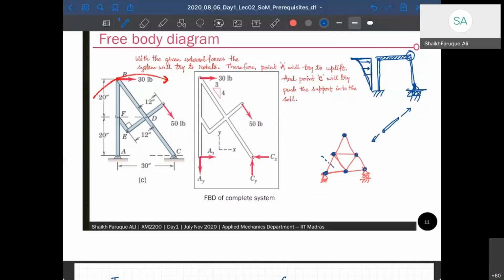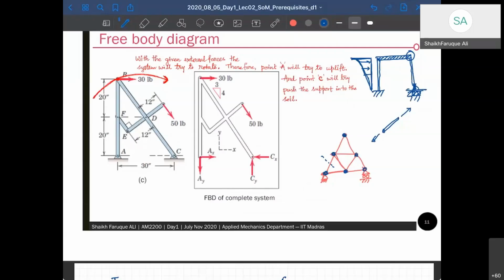Somewhere while we were discussing the difference between trusses and frames. Today, the third class of this lecture series course on AM2200 Strength of Materials, we are going to learn a little bit more into what we need from engineering mechanics to SOM. So this is still an introductory part of the course that we're going through.